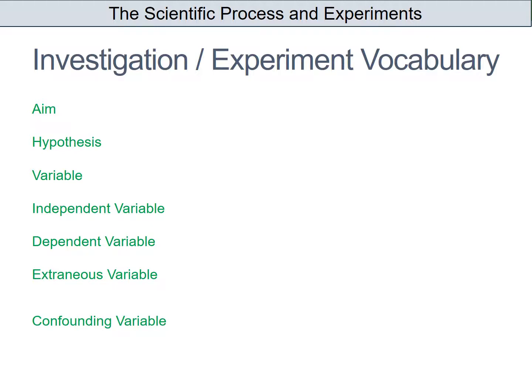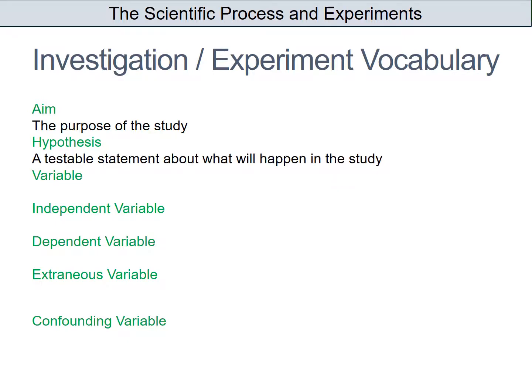Now, there's a lot of vocabulary to do with experiments and investigations. Some of this you will already know. Some of these terms might be new to you. So, starting off very simply, an aim is the purpose of the study. Hypothesis, I mentioned before, this is a testable statement about what is going to happen in the study, and it's very specific to the study that you are carrying out. We'll come back to hypotheses a little bit later in this video. A variable is, as the name suggests, anything that could change, and there are different types of variables. So 4 types that you do need to know.